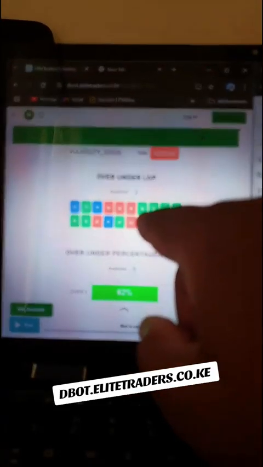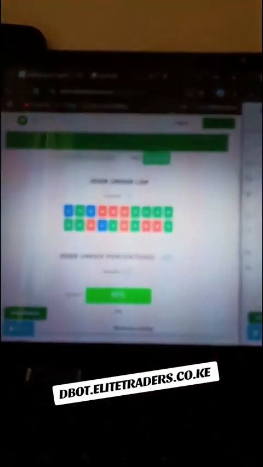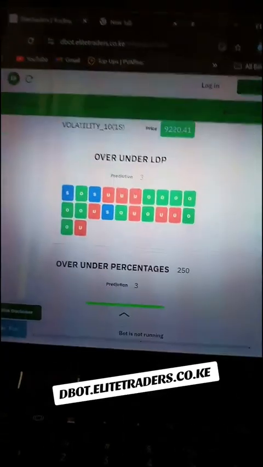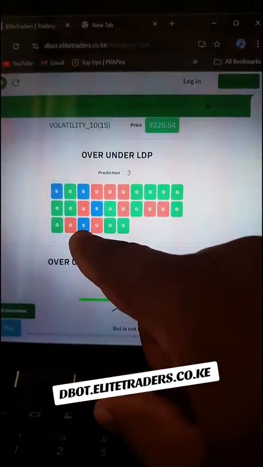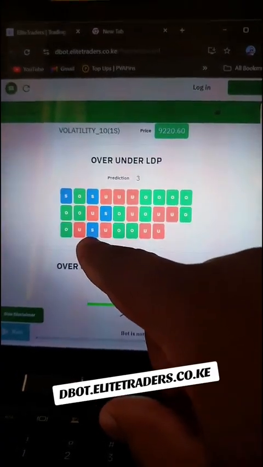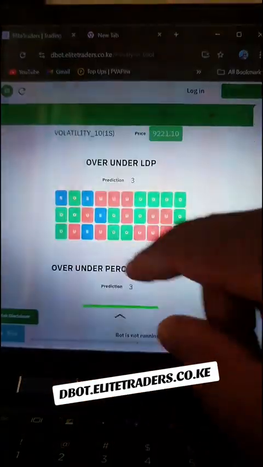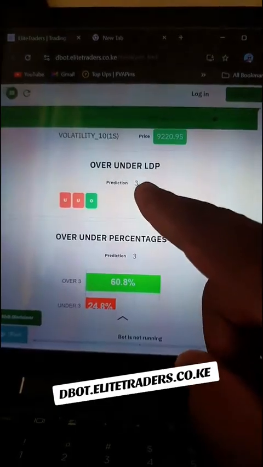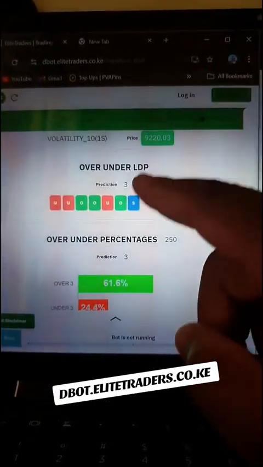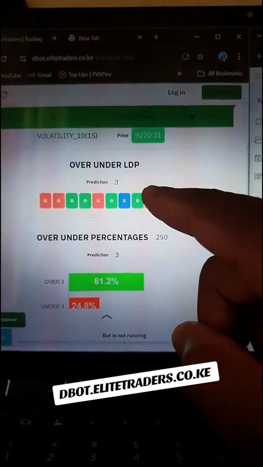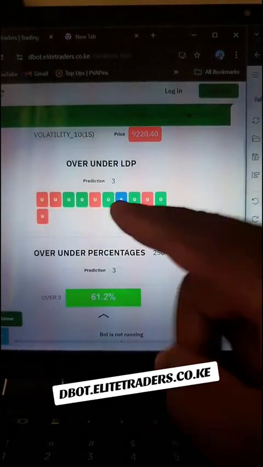Then in case a digit appears that is above digit 3, you'll actually get that is O. Then when you have this S marked blue, that means that is digit 3. Digit 3 has appeared, yeah. And you know, when you are trading over 3, we'll be losing on digit 0, 1, 2, and 3. Those 4 digits, yeah.